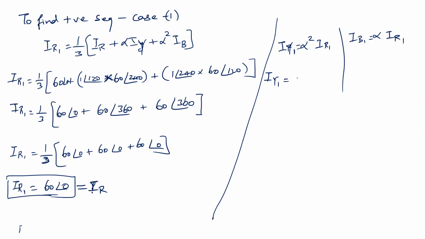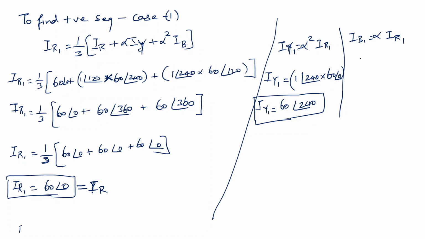IY1 is equal to 1 angle 240 into 60 angle 0. So IY1 is equal to 60 angle 240. Any doubt here? Similarly, IB1 is equal to 1 angle 120 into 60 angle 0. So IB1 is equal to 60 angle 120.